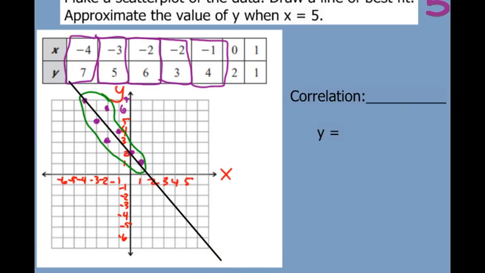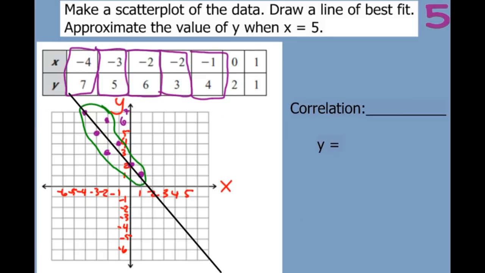And then last, we need the correlation and what is y. So this one, from left to right, we're going downhill, so this is a negative correlation. And then what is y when x is, okay, this time x is only 5. So when x is 5 right here, we're going to follow it down to our line, not up because there's nothing up. Remember, we're not following it to a point, we're following it to the line.